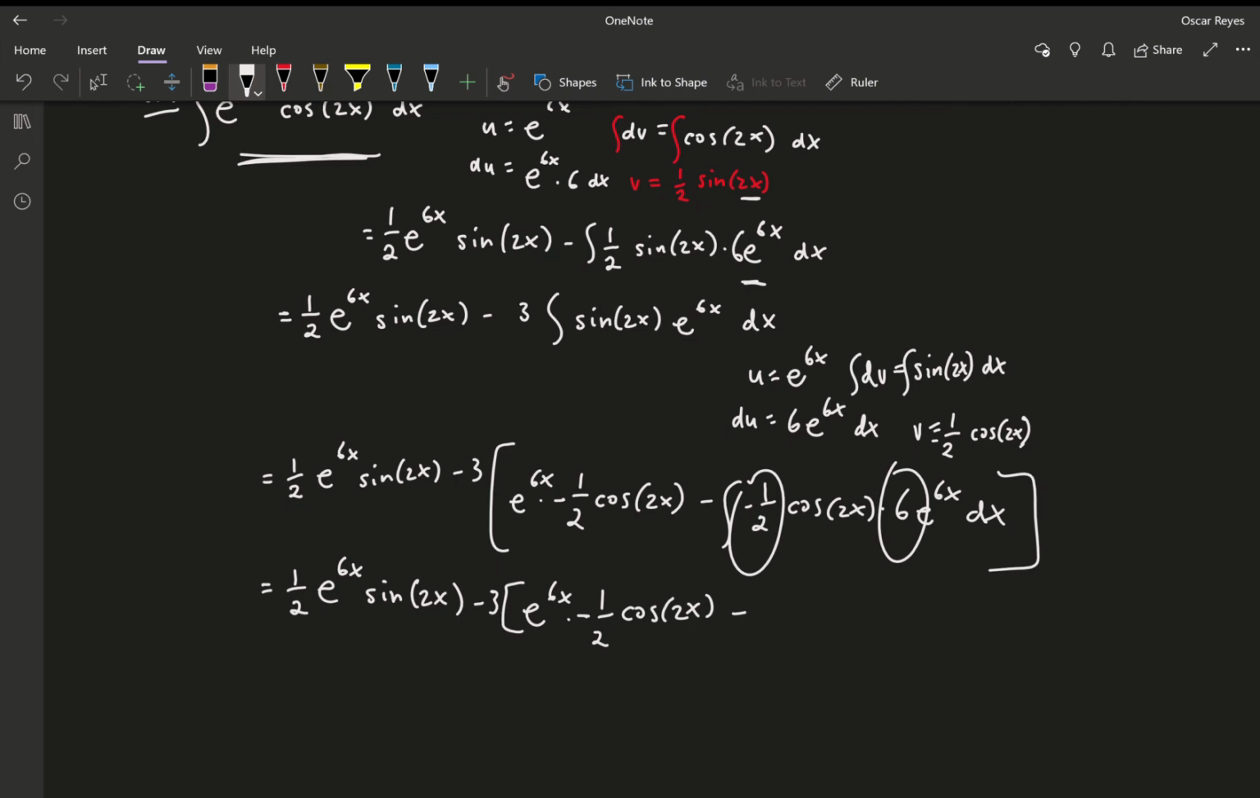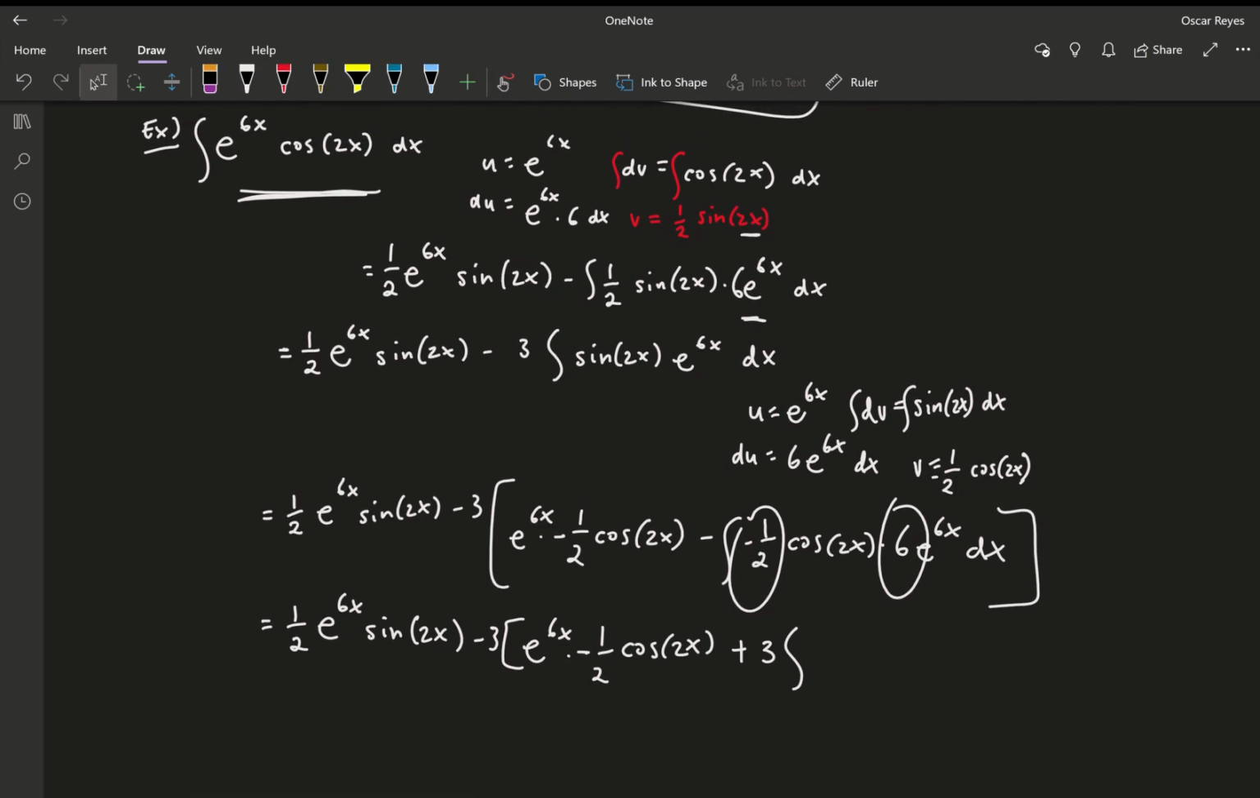We pull that out, and you get a positive 3 integral of, let me go ahead and rewrite this, because it doesn't matter how you write a product. It could be cosine of 2x times e to the 6x, or it could be e to the 6x times cosine of 2x. So we're going to write it e to the 6x cosine of 2x dx. Okay, and as you can see here, it looks exactly like it does here.